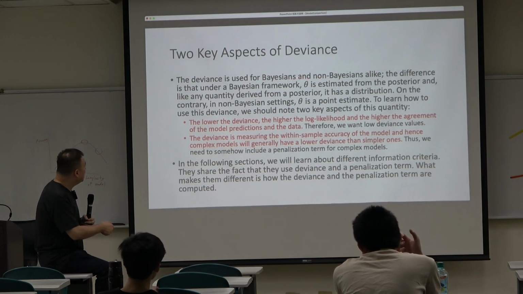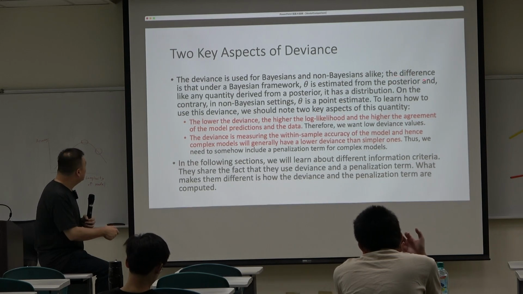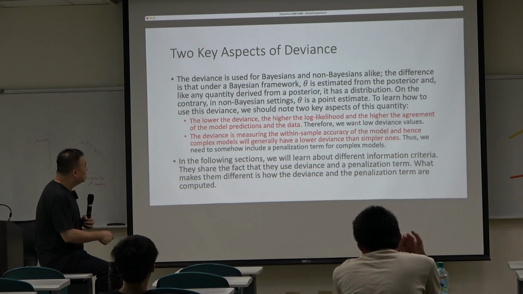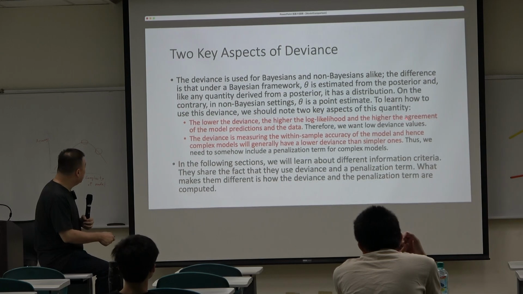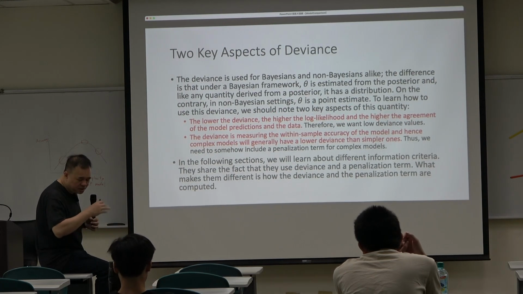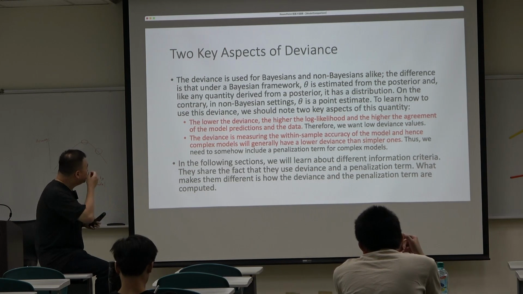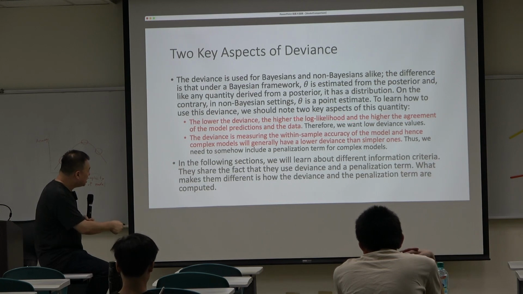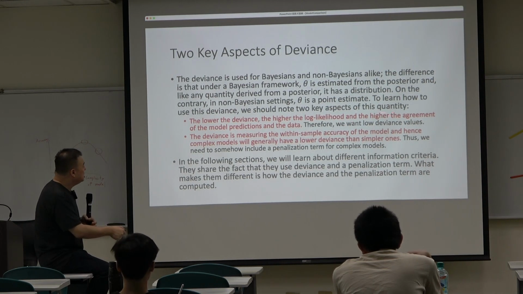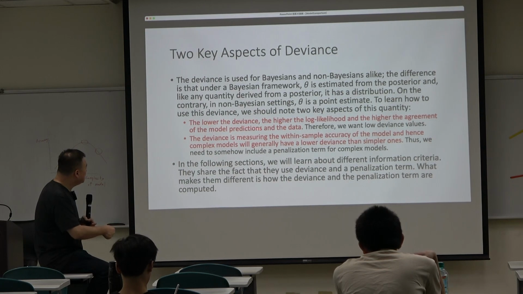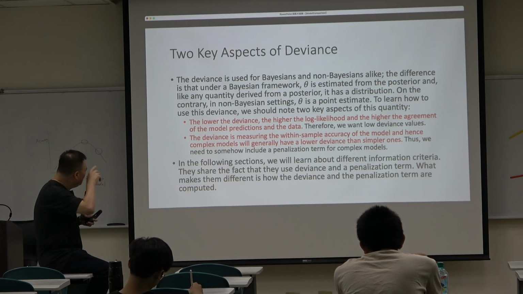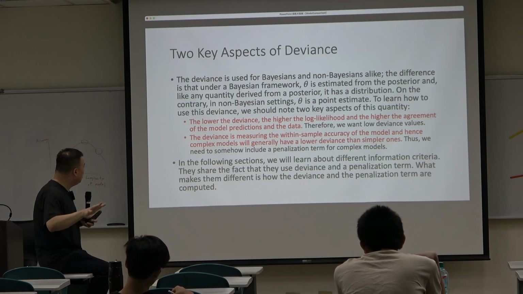The difference goes up, so the lower it is, the higher the likelihood. The lower the figure, the higher the agreement of the model prediction and the data. So it's better. So we want the lower figure. We want the lower figure.